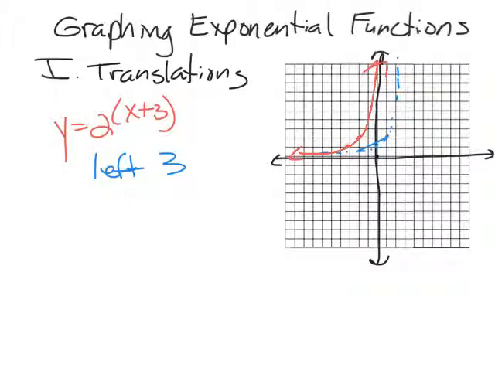Exponential functions have a horizontal asymptote. Since this was a horizontal shift, the asymptote is still y is equal to 0. So that did not change.